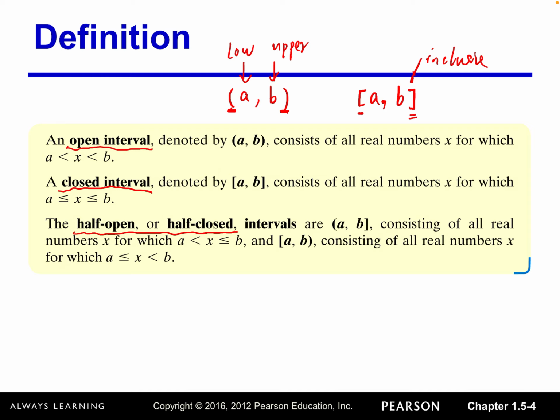And half open, half closed just combines the open and the closed interval notation. We can have parentheses A, comma B, closed bracket. That means it doesn't include the lower boundary A, but does include the upper boundary B. Or we can write it as half closed, half open, which includes the lower boundary A, but does not include the upper boundary B.